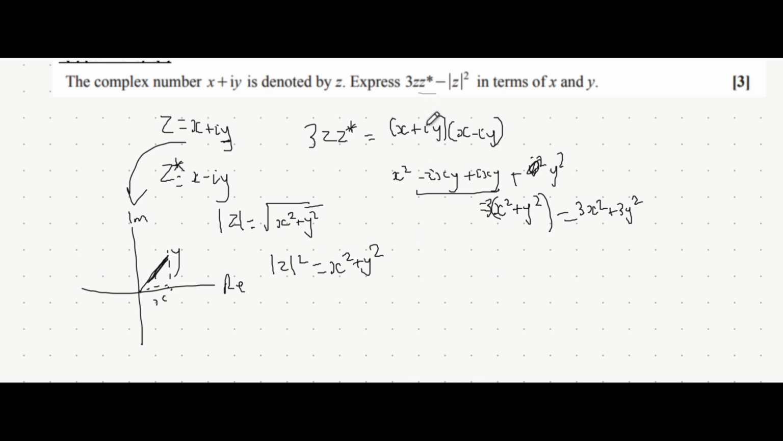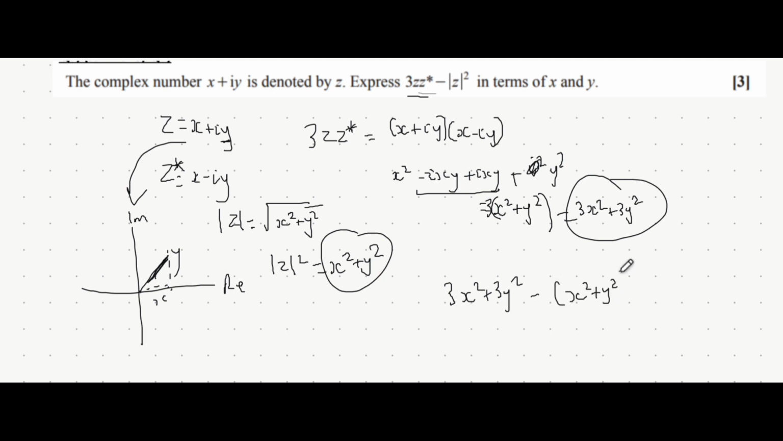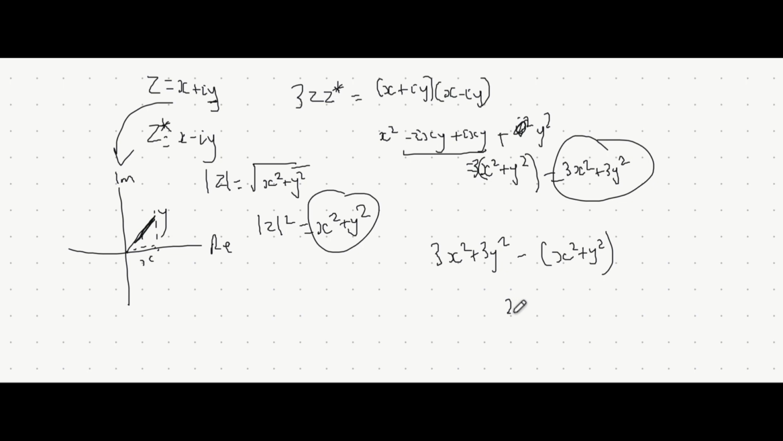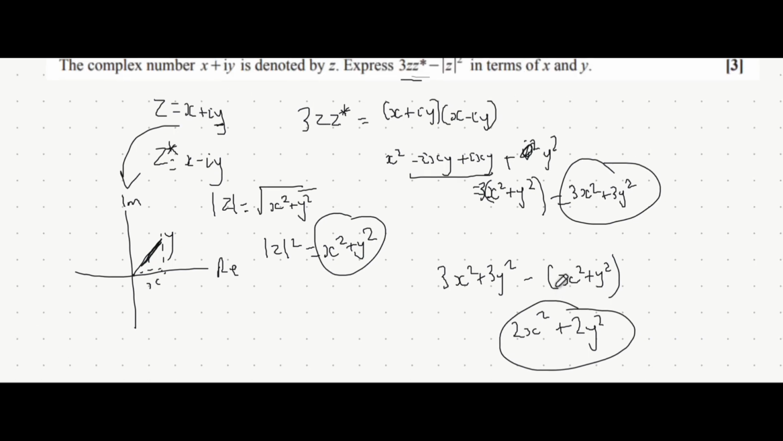Now that we've got everything together, we've got 3 times z times the complex conjugate of z, which is this expression here. We've got the modulus of z all squared, which is this expression here. We can subtract them. So the one on the left, and you have to be very careful because there's another minus in between, which means that we're subtracting all of this, x squared plus y squared. We're not just subtracting the x squared. 3x squared take away x squared is 2x squared. 3y squared take away y squared is a positive 2y squared. And that's your final answer to this expression.